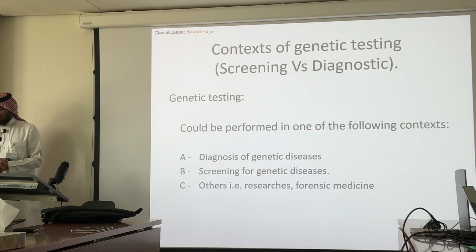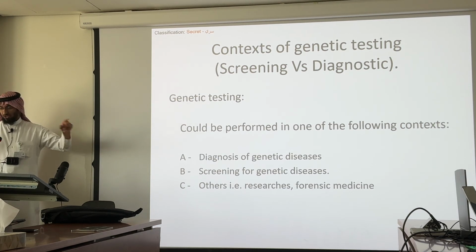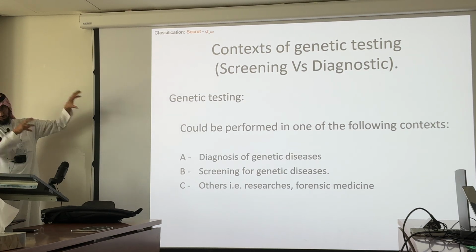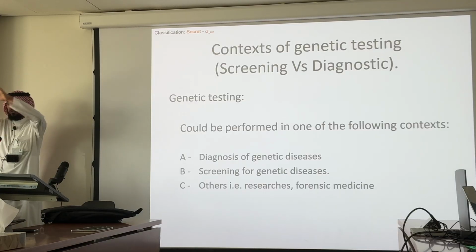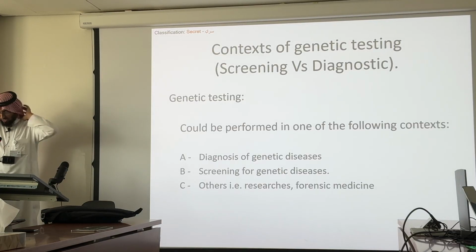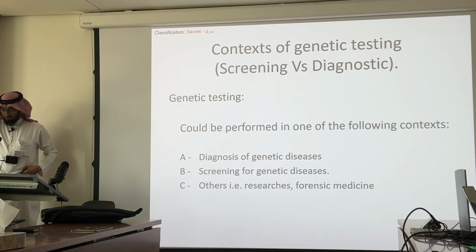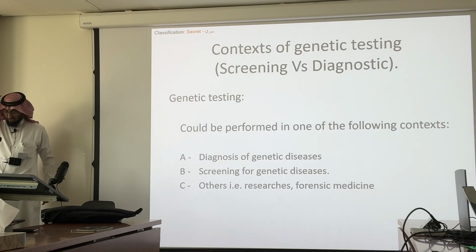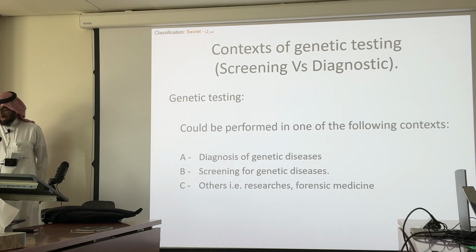Regarding the context of testing for genetic disease, as I told you in the first few words, it could be diagnostic, like what we do in the clinic, and it could be screening, like what we do on the community level. It can be performed for diagnosis of genetic disease, screening of genetic disease. Also, it can be used for research.